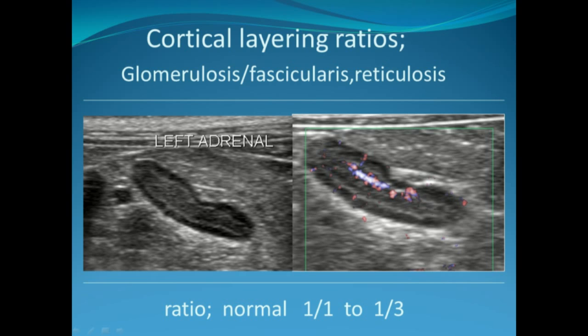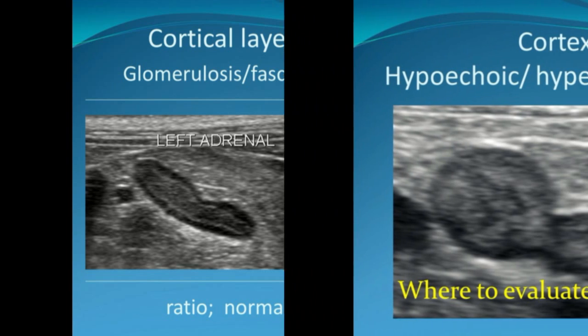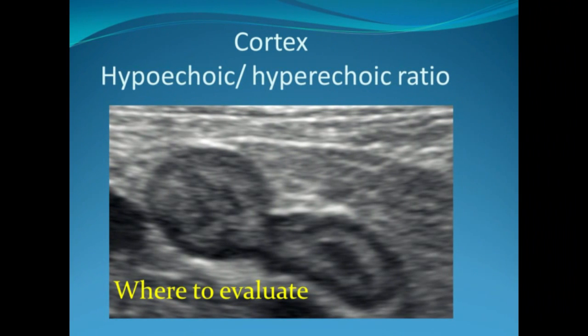Now let's just highlight these layers here. The glomerulosa here is appearing as a darker blue, and a lighter blue would be the fasciculata and reticularis layering. So when we're measuring this, or if we look at this a little bit closer, we'll come back to the same image here. We have to look at where we want to evaluate the layering, and what areas you should be measuring in your office or your veterinary clinic.